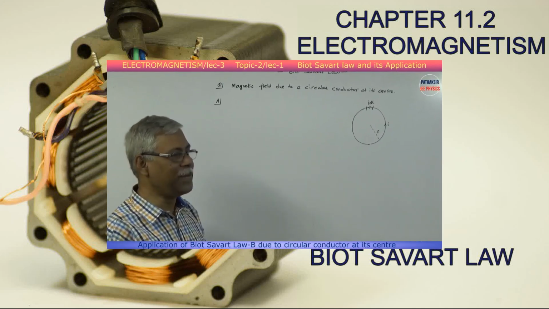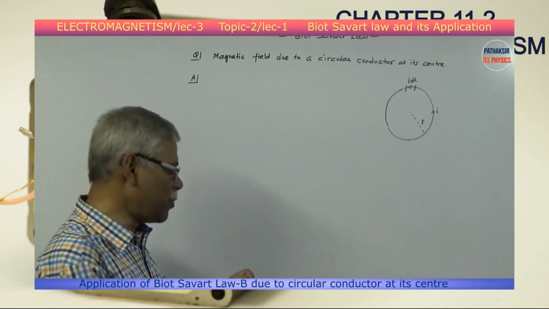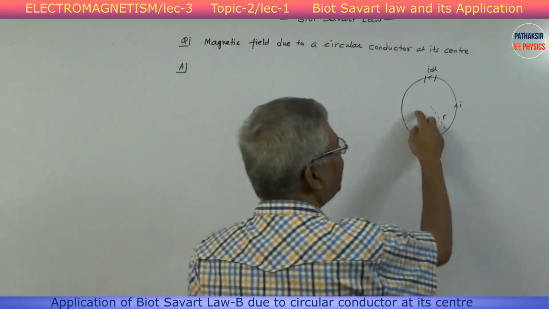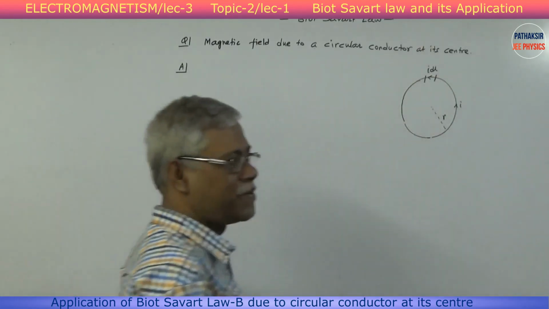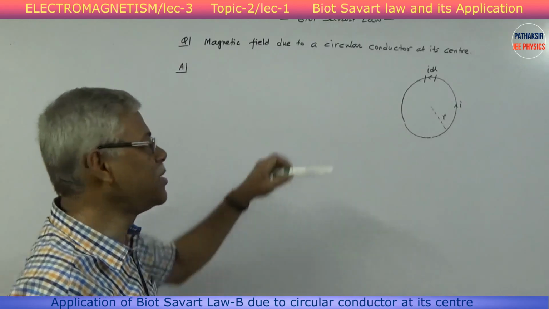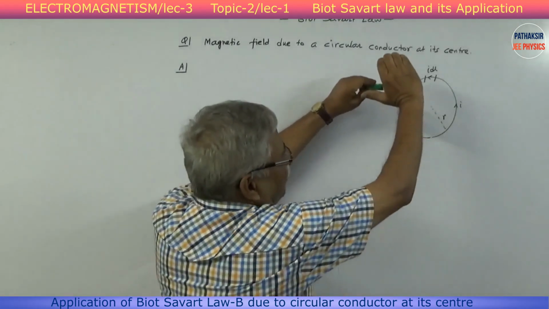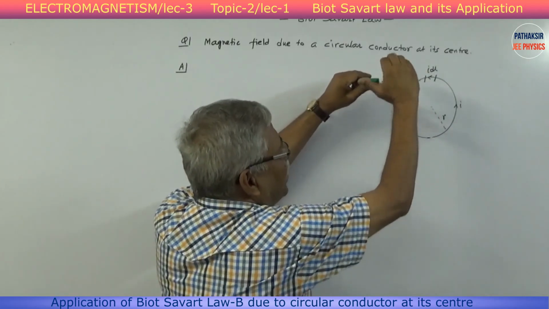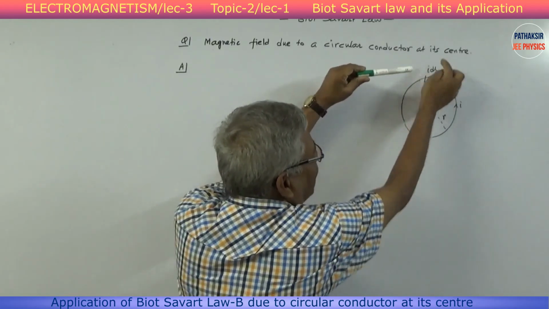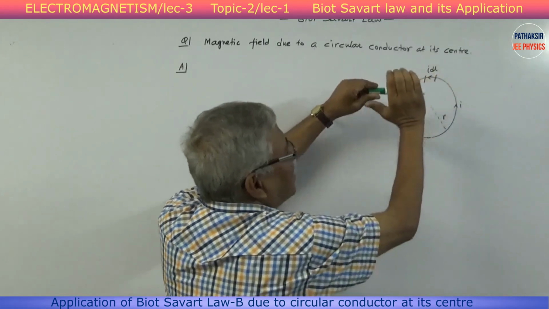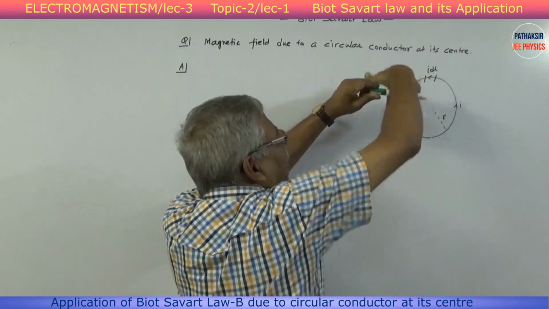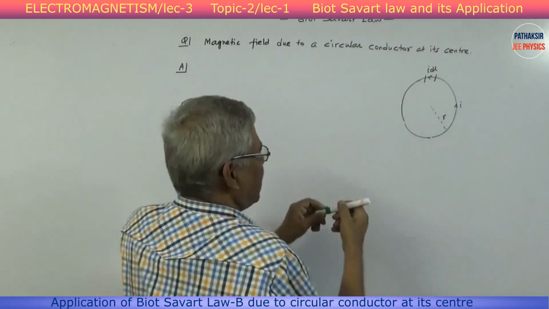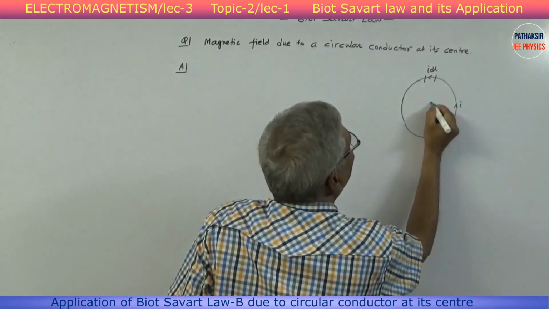A small current element, ideal. What is the direction of magnetic field at the center due to this current element? See, current is in this direction. So at a point above this, means at a point outside the circle, it is inward. Then at a point inside the circle, it is coming out. So at this point, it is dot.